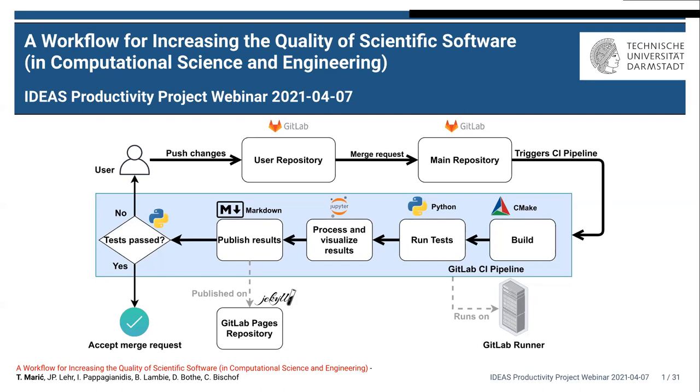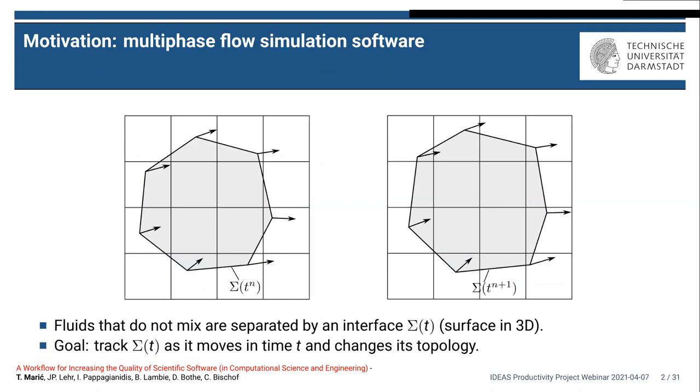Well, thank you, Osni, for the kind introduction. I'm going to present this workflow that we developed within the Collaborative Research Center 1194 for increasing the quality of scientific software. Our focus is on computational science and engineering, because this is the focus of our research here in Darmstadt. And before we get to this schematic image, I'm going to tell you a bit about the motivation behind this workflow.